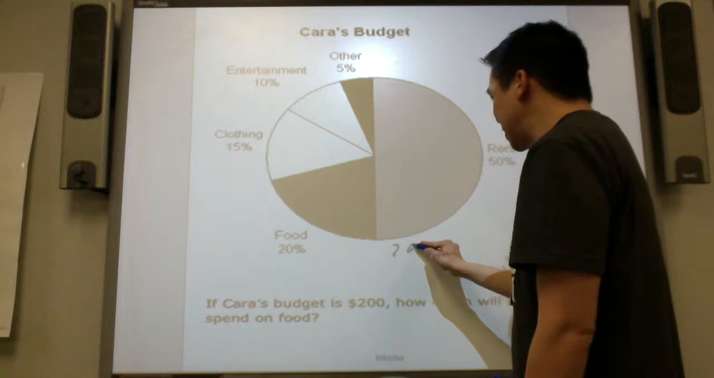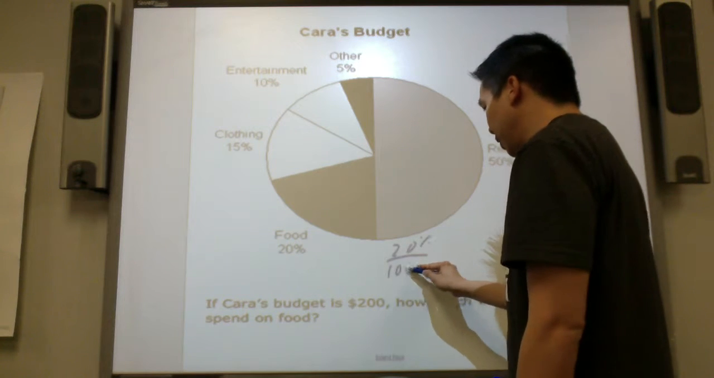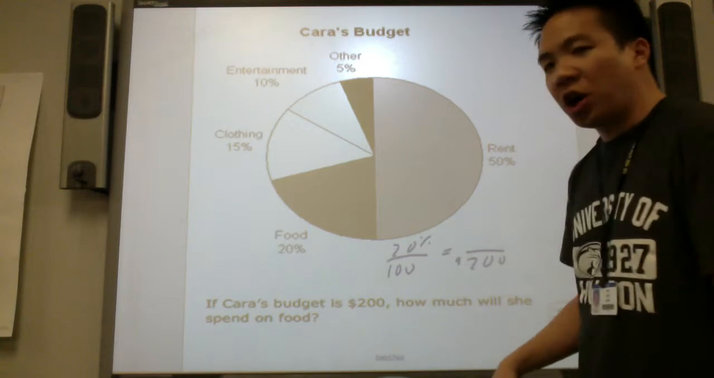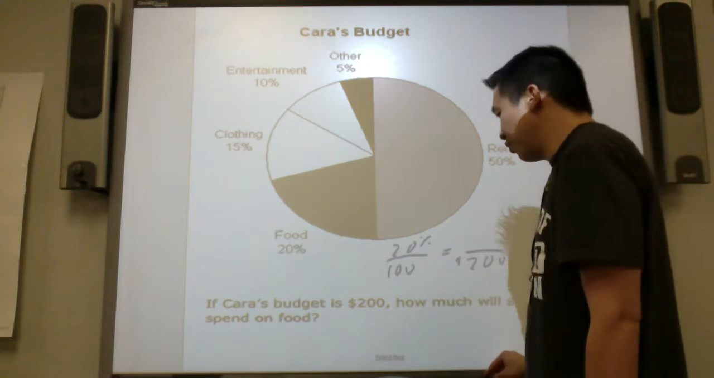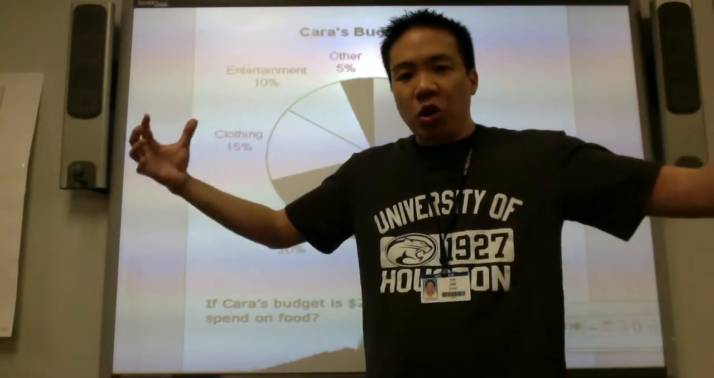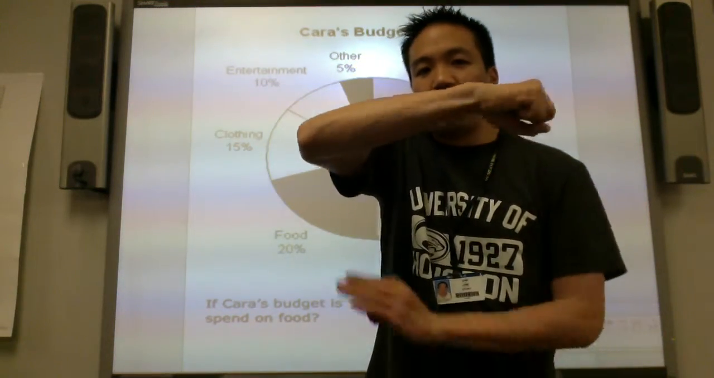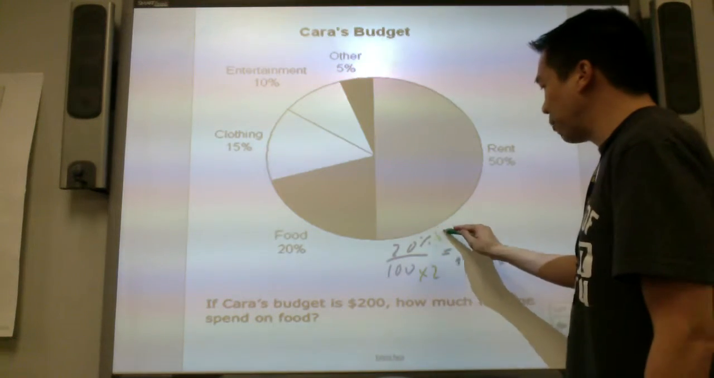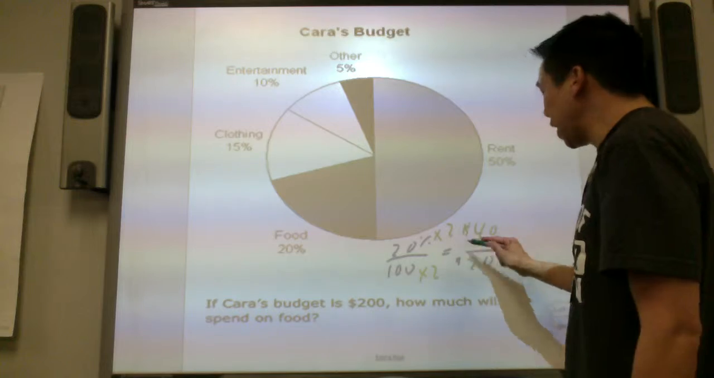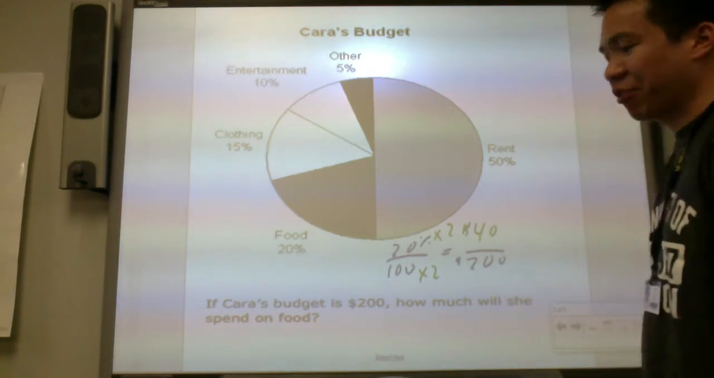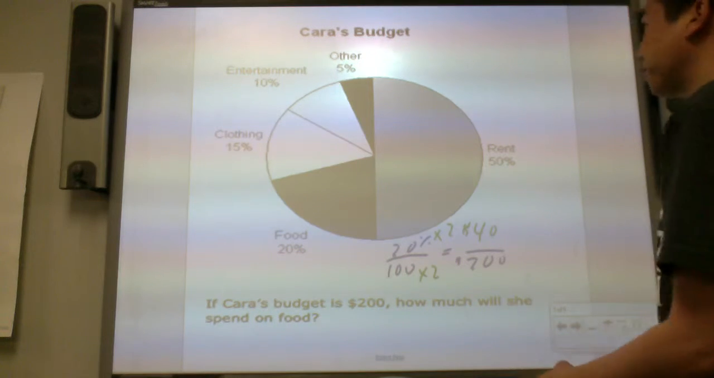Food represents 20% out of 100. Her whole budget is $200. What part of her budget is food? So remember we said part to whole equals percent per 100. So can we build this up? We can build up by 2. So $40 out of $200, or 20%, represents her budget on food.